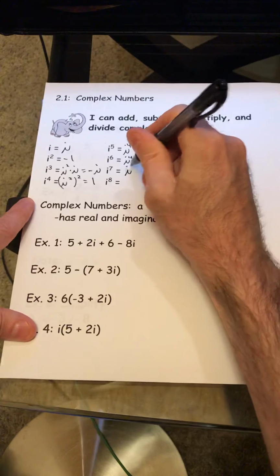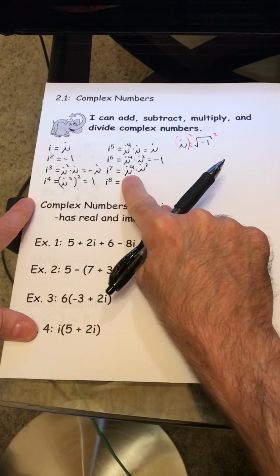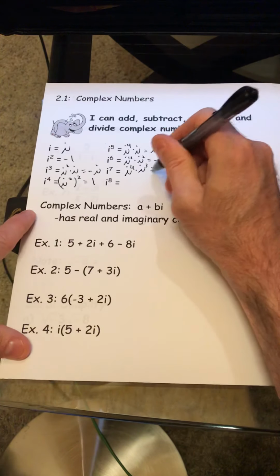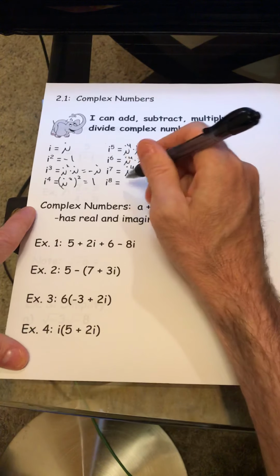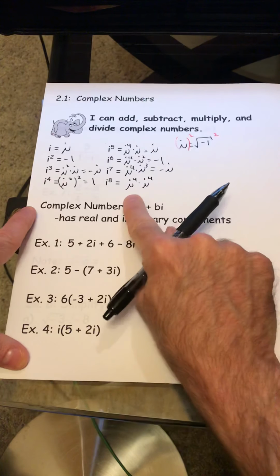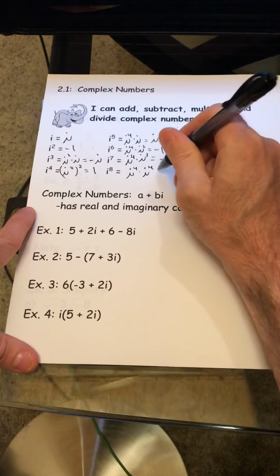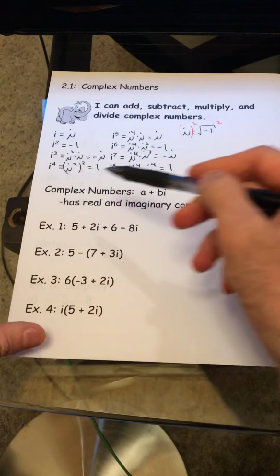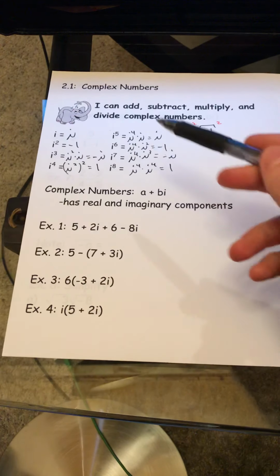And then i to the seventh is i to the fourth times i to the third. Again, that's 1 times i to the third, which is -i. And then the final one, i to the eighth, is i to the fourth times i to the fourth. You could have said it's i to the fourth squared. Either way works, but it's just 1 times 1, which is 1. So those are some general definitions of complex numbers.